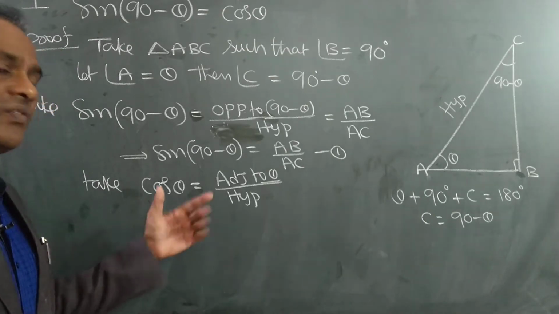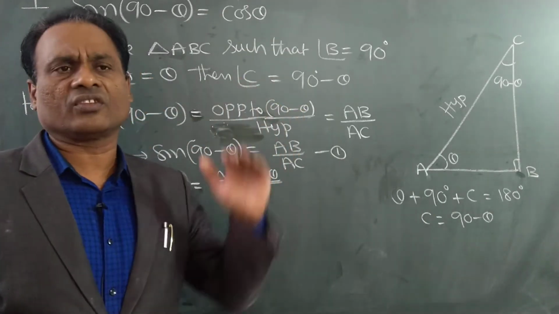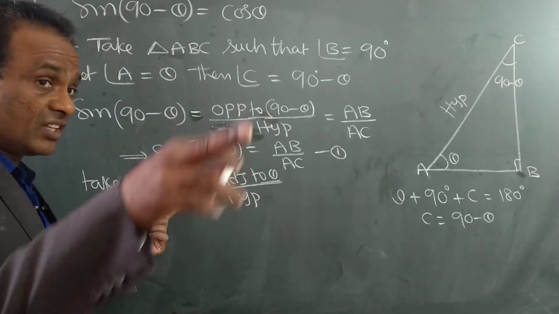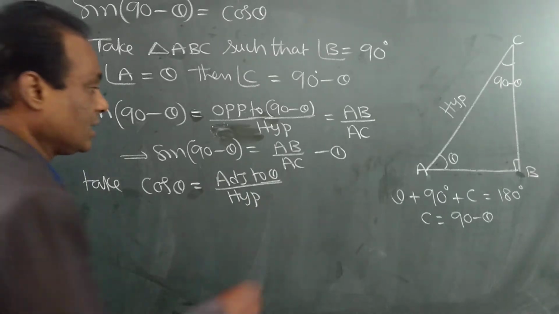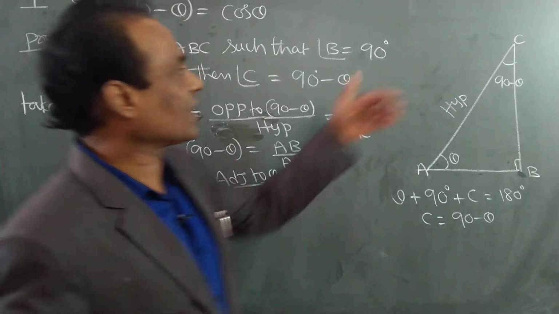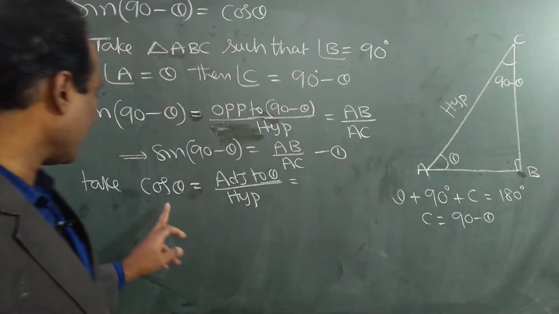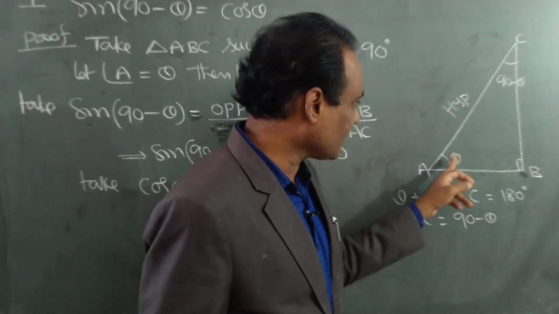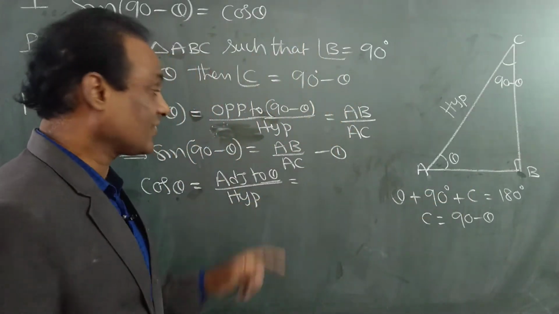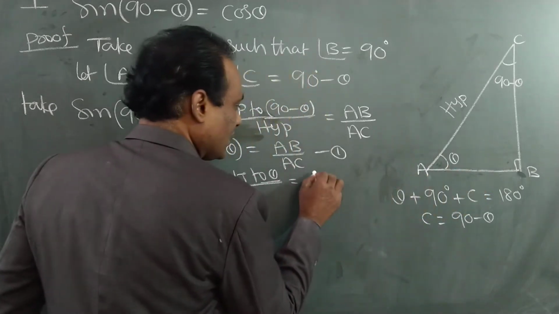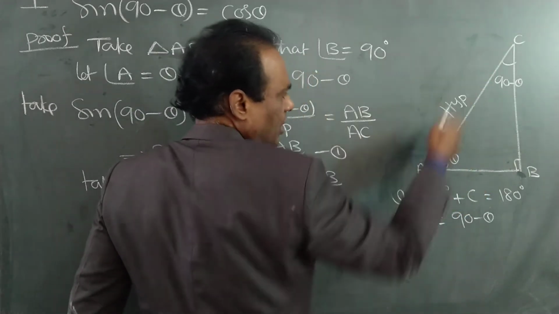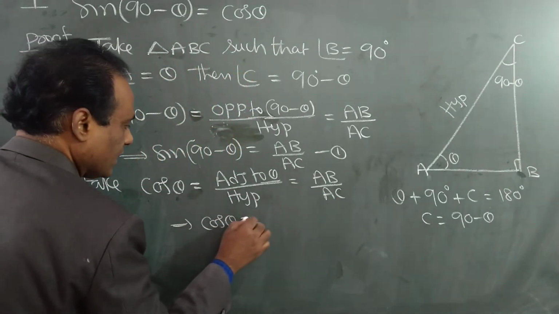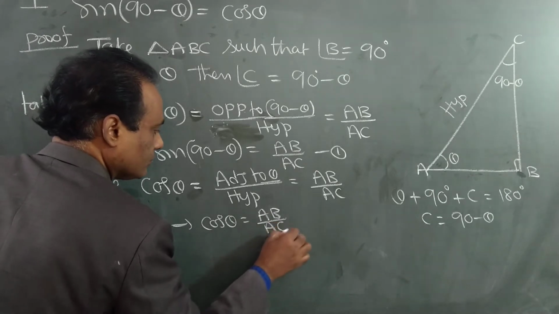We studied the definitions of all 6 trigonometric ratios: sine, cos, tan, cosecant, secant, cot. So what is the cos definition? Adjacent side by hypotenuse side. Now which angle am I taking? Forget about 90 minus theta. Now I came to this angle, theta. This is the opposite, this is the adjacent. For theta, the adjacent is AB. Hypotenuse, no confusion, AC only. So cos theta is AB by AC.